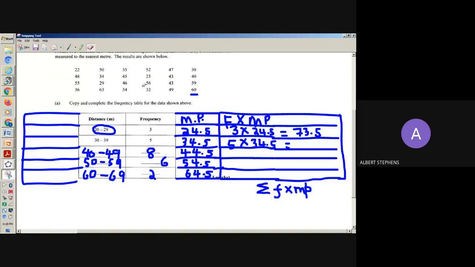Anybody lost? All right, so let me just repeat. You're going to say 5 times this, 8 times the midpoint, get all these values, and then you add them. This symbol here is called sigma, and it means the sum of. So we're trying to find the sum of the product of the frequency times the midpoint. That's what we're doing. When you get to maths paper 2, class, you need to take your calculator.